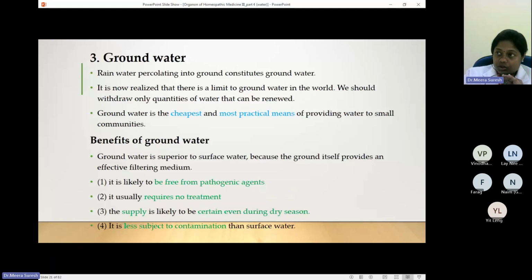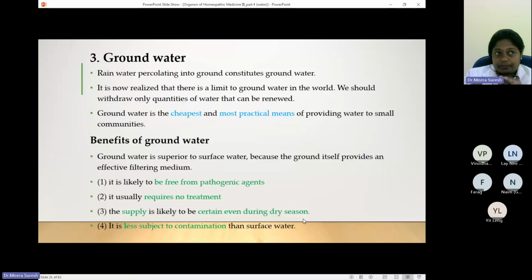So when the water is under the soil, the groundwater, the same thing we do artificially in the form of a filtration system is happening naturally under the ground. So it acts as a filtering medium. There is no need of much treatment, but still it is very good to have the filtration process. The supply is likely to be certain even during dry season because it is in the groundwater.